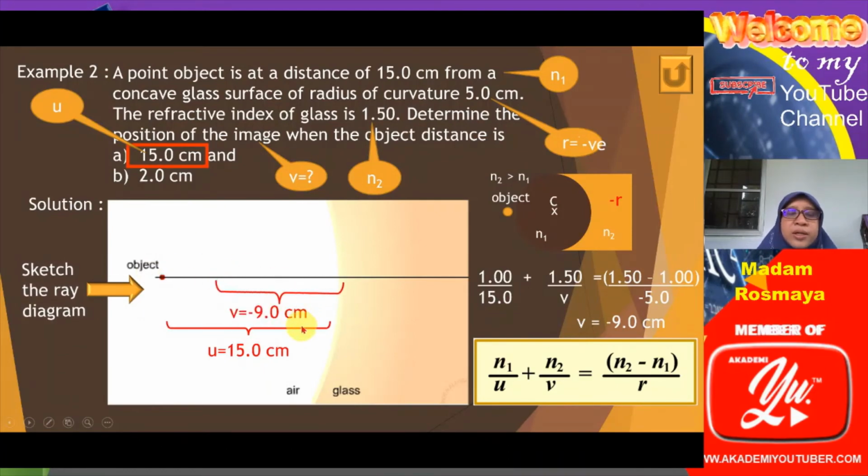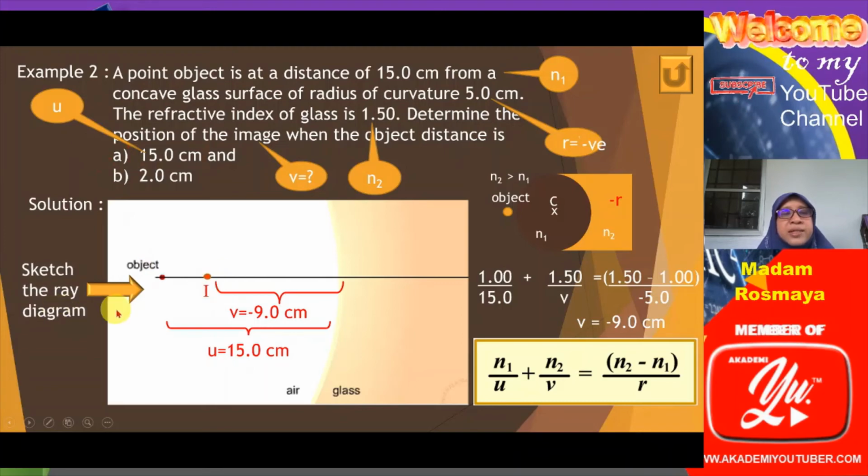So to determine the position of the image, it must lie somewhere here, not behind the object but in front of the object, because it is only 9 cm. Okay, and negative means it's at the same area as the object, so it's in the air. So this is the image formed.